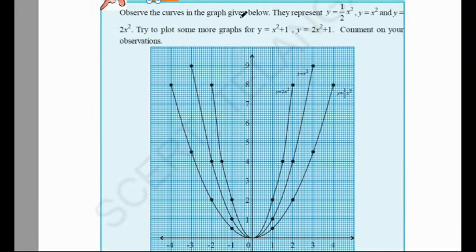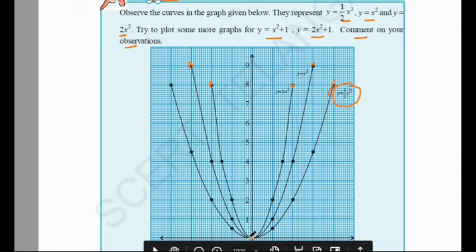Think and discuss. Observe the curves in the graph given below. They represent y is equal to half x square, y is equal to x square, and y is equal to 2x square. Comment on your observation. Also plot some more graphs with y is equal to x square plus 1, y is equal to 2x square plus 1. If you observe carefully, students, y is equal to half x square is a parabola, y is equal to x square is also a parabola, and y is equal to 2x square is also a parabola. All these parabolas are passing through the origin. So that is what we observed from the given three quadratic polynomials. They are also asking to plot some more graphs, but these two graphs will not pass through the origin.